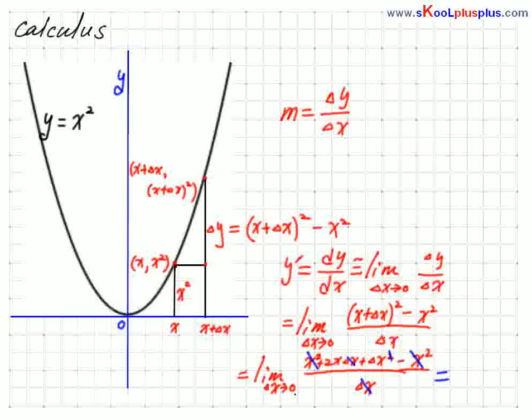Alright, so the final answer: as delta x goes to 0, this part is going to be 0. That means only this portion is going to be left over right there. 2x. That's it.